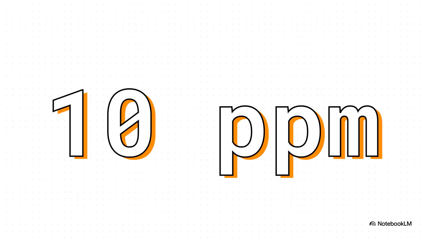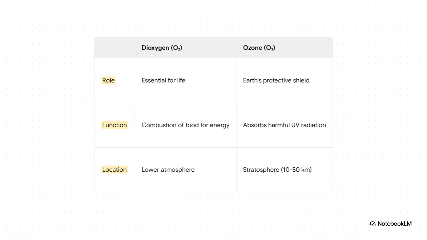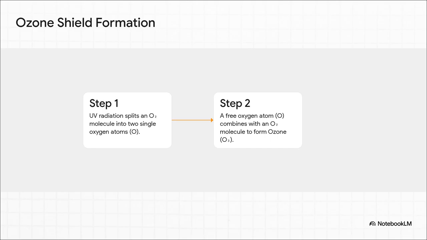And that incredibly small amount of this special form of oxygen is pretty much all that stands between us and the sun's most dangerous radiation. So here are the 2 faces of oxygen. On one side, you've got dioxygen, O2. That's the good stuff that makes up about 21% of the air we breathe. It's what powers our bodies. But on the other side, you have ozone, O3, a molecule with 3 oxygen atoms. Down here, it's actually toxic, but way up in the stratosphere, it forms the ozone layer, which is basically our planet's sunscreen. So how is this incredible shield even made?